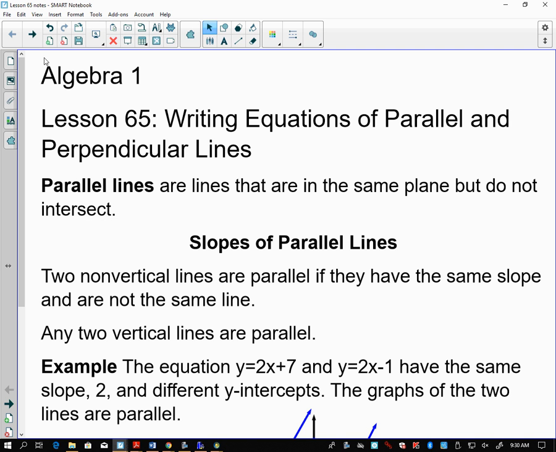Algebra 1, Lesson 65. Today we're going to talk about writing equations of parallel and perpendicular lines. Let's talk for a second about parallel lines. Where do you see parallel lines? Things that are parallel to each other. Where do you see those at?